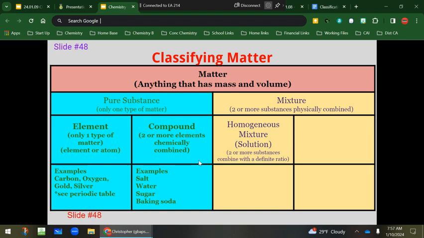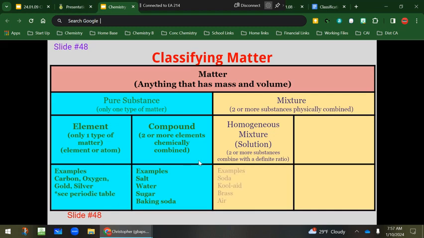Any type of solution, orange juice, coffee, soda, iced tea, homogeneous mixture. The air we're breathing is a homogeneous mixture. It is the same throughout. Doesn't matter if you're in the front of the room, in the back of the room, out in the hallway, outside. It is the same throughout, ladies and gentlemen. That is what a homogeneous mixture is.